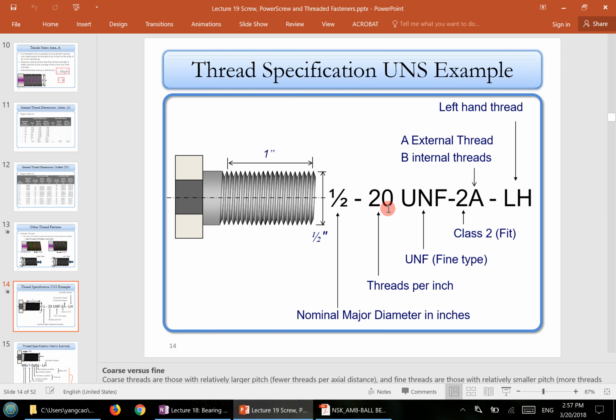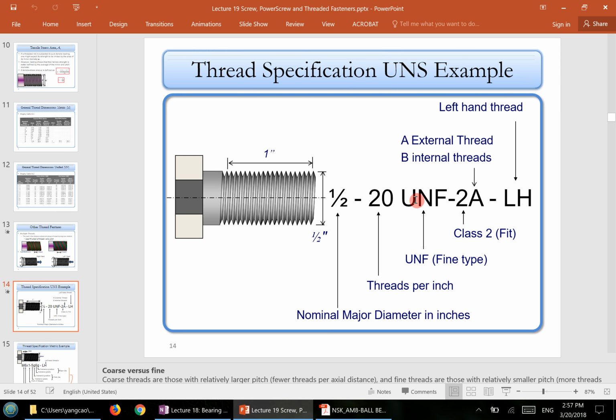What's the pitch for the thread if you have 20 threads per inch? What's the pitch value? With 20 threads per inch, the pitch is 1/20, right? So you get 0.05 inch for this particular screw here.